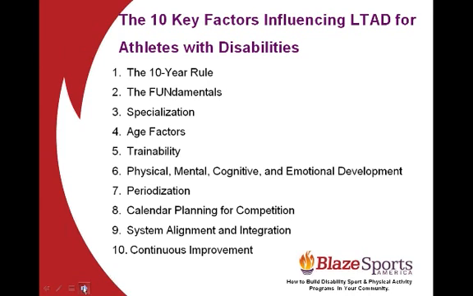And there's also a number of key factors related to long-term athlete development that are specific to people with disabilities, and they are here. Really quickly, the 10-year rule suggests that it takes about 10,000 hours and 10 years of development to develop an elite athlete. The fundamentals is that really kids with disabilities have to acquire sports skills, and a lot of times overprotective parents or inadequate physical education or even poor coaching hampers the ability for kids to learn those sports skills.